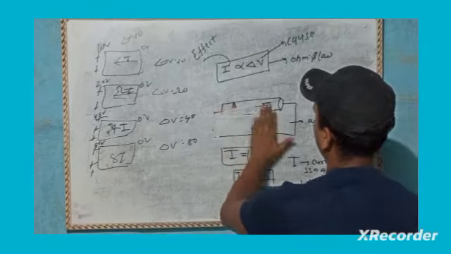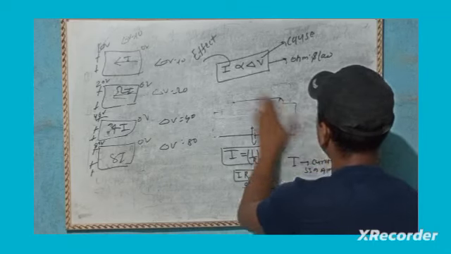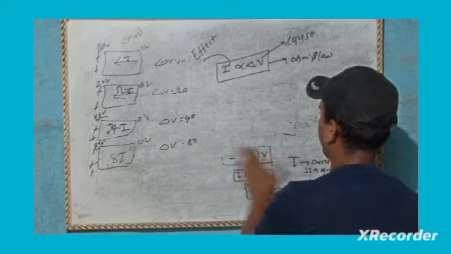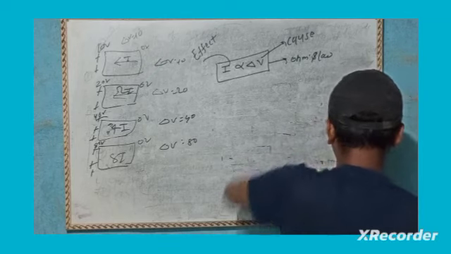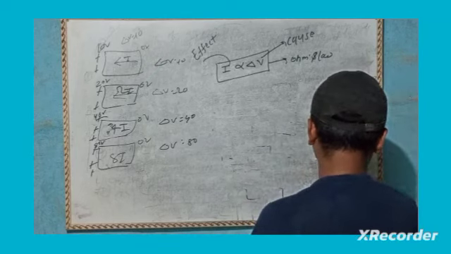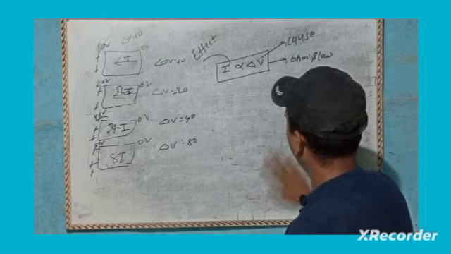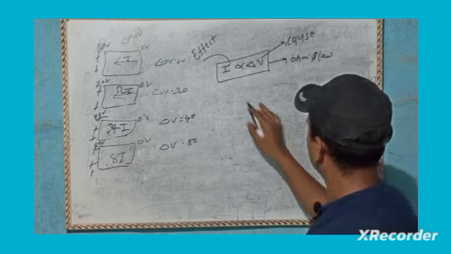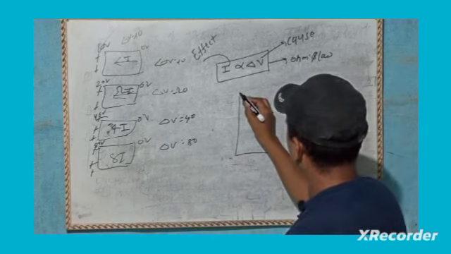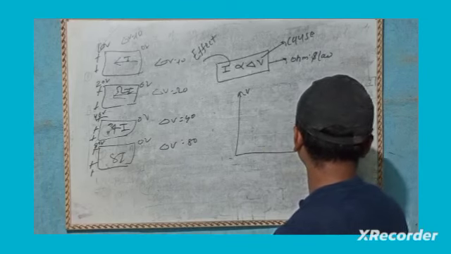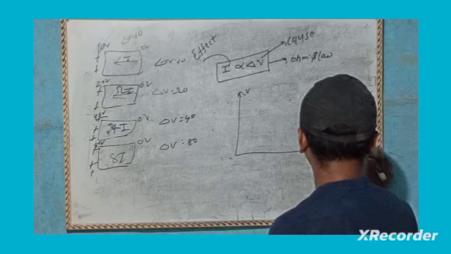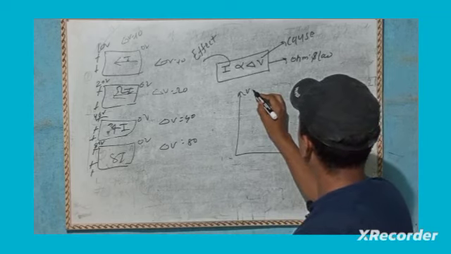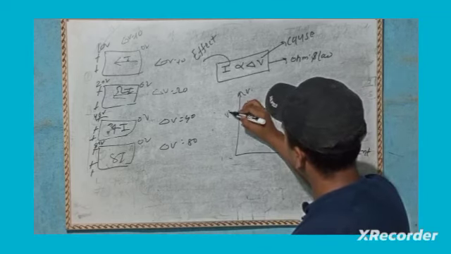Suppose I draw the graph between voltage and current. This is the V axis, this is the current axis, and this is volt.